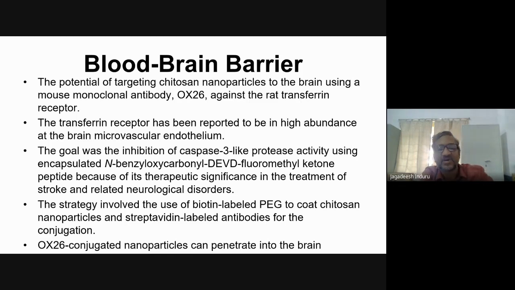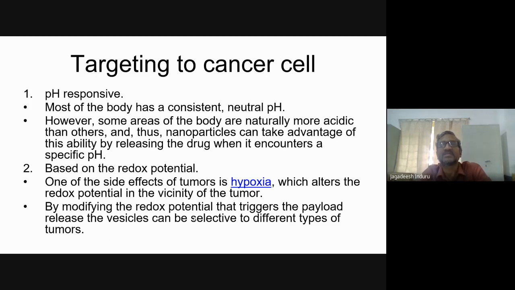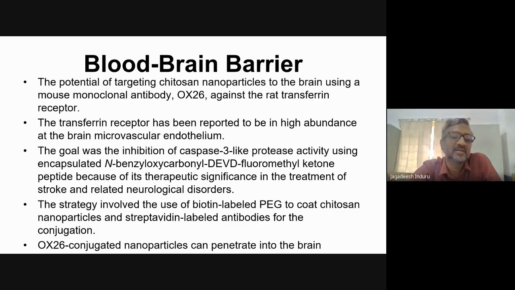So the strategy involved the use of biotin labeled PEG to coat the chitosan nanoparticles and streptavidin labeled antibodies for the conjugation. So this conjugated nanoparticle can penetrate into the brain. This is the strategy used in the initial stages, where success has been achieved more in the case of rats, and the same thing is expected to work in human beings in the near future, but more studies are required to make it happen, so it is still under a question mark.